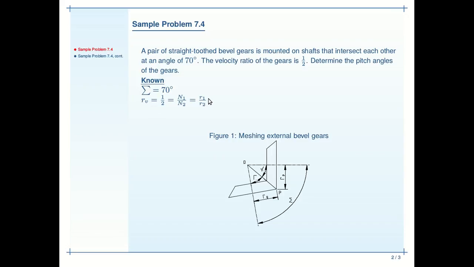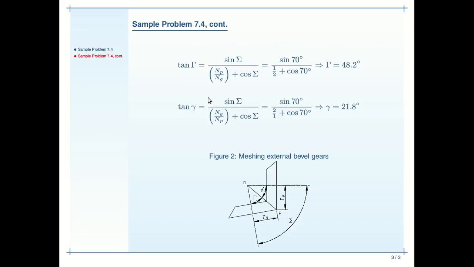This is actually just engineering student heaven, plug and chug. We have this relationship that was previously given for the tangent of the pitch angle, or the cone angle, for the gear. If we plug in our shaft angle of 70 degrees and our velocity ratio, we find that angle is 48.2. Same thing for the pinion gear. We get an angle of 21.8. And as a double check, if we add these two together, that would be 70 degrees, which is our shaft angle. It checks.